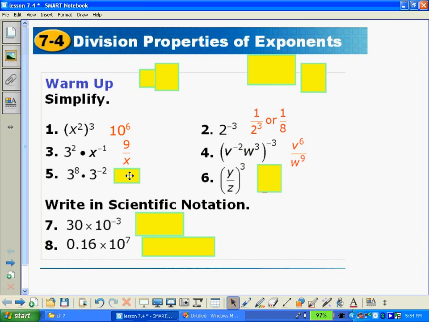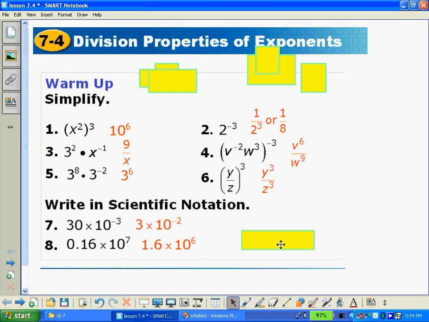Number 5, your answer should be 3 to the 6th, or if you calculated what 3 to the 6th is, that would be the same. Number 6, y to the 3rd over z to the 3rd. Number 7, you have to write this in scientific notation. It's not in scientific notation because 30 is not between 1 and 10. So move the decimal over and then change the exponent. The correct answer is 3 times 10 to the negative 2. And finally, number 8, 1.6 times 10 to the 6th. Again, if you missed any and you don't know why, make sure to come see me in tutorial or ask me during class. We're going to move on to learn about the division property of exponents.